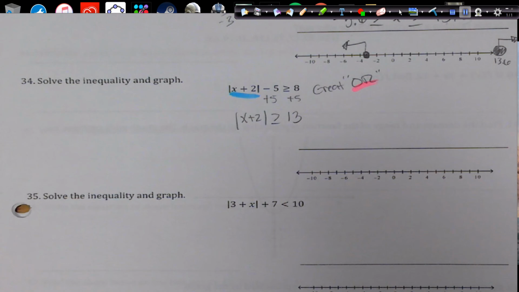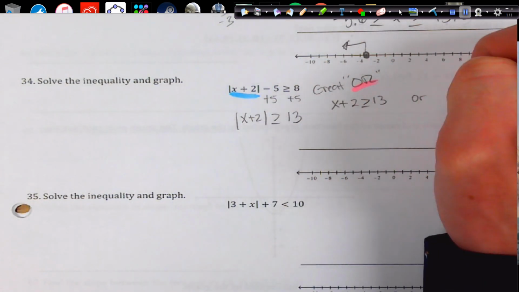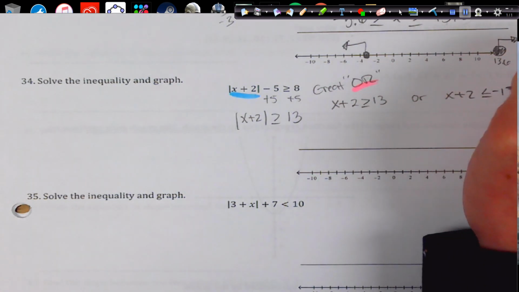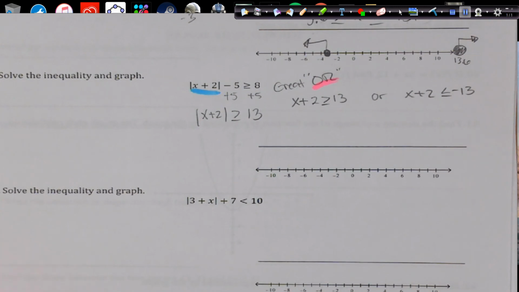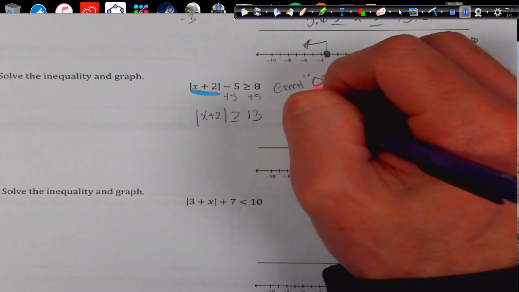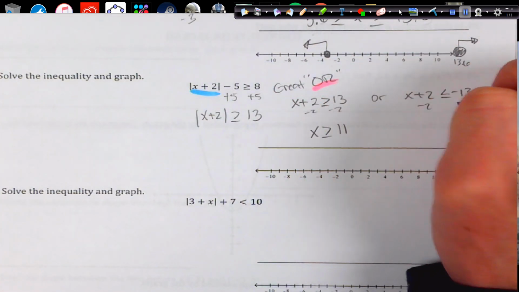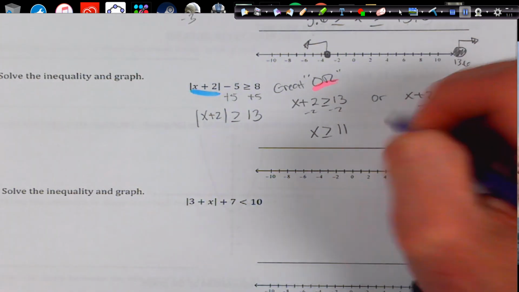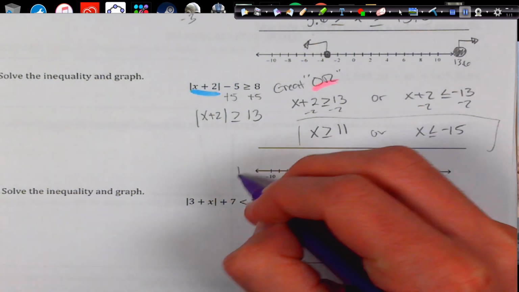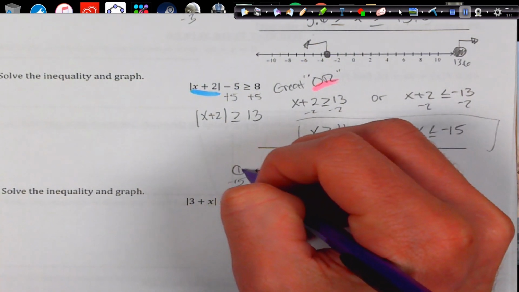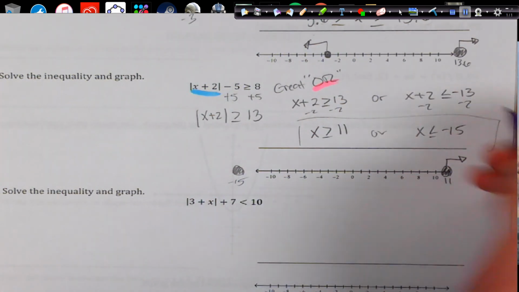And the way we do it, it's kind of like case 1, case 2. We get x plus 2 is greater than or equal to 13, or x plus 2 is less than or equal to negative 13. We switch the sign of the 13 to a negative, and we flip the inequality. Subtract 2 from both sides. X is going to be greater than or equal to 11. Subtract 2. X is less than or equal to negative 15. And so those are our answers. The negative 15 is going to be way over here somewhere, and it's going to be enclosed. And 11's over here, and that's going to be enclosed, and it's or, so we're going out in either direction.